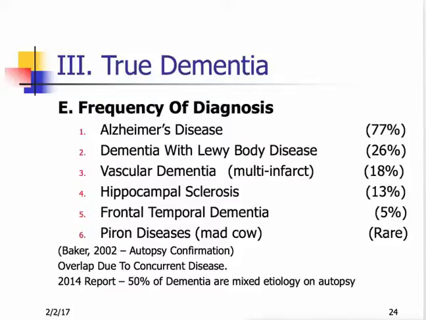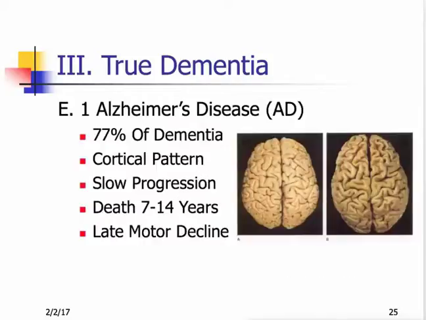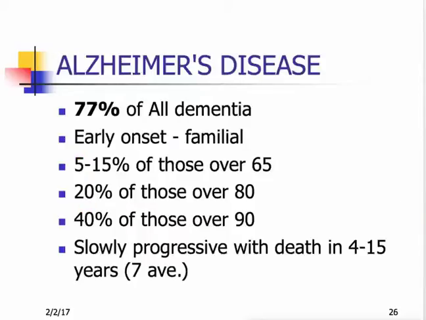Alzheimer's disease is the most common form of dementia, comprising about 77% of dementias, followed by Lewy body, and followed by vascular dementia, and then some others that are much rarer. In terms of Alzheimer's, it's usually a cortical pattern, slow progression, death in 7 to 14 years, and motor decline is usually later. Again, it's the most common form of dementia. Early onset is usually familial. We know about Pat Summitt in the news recently.